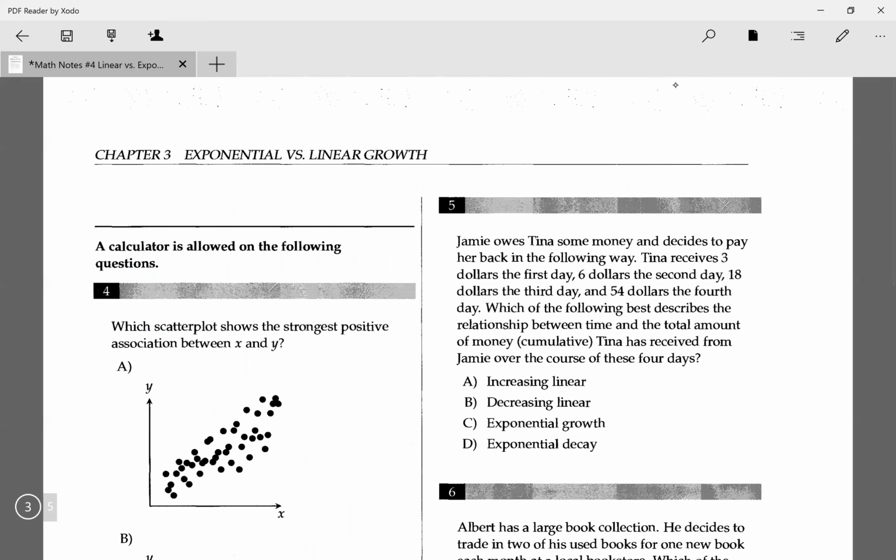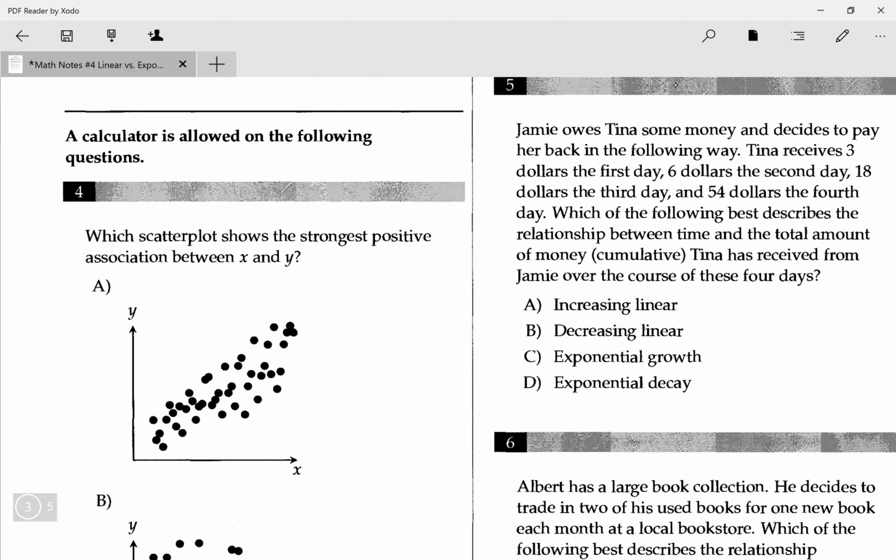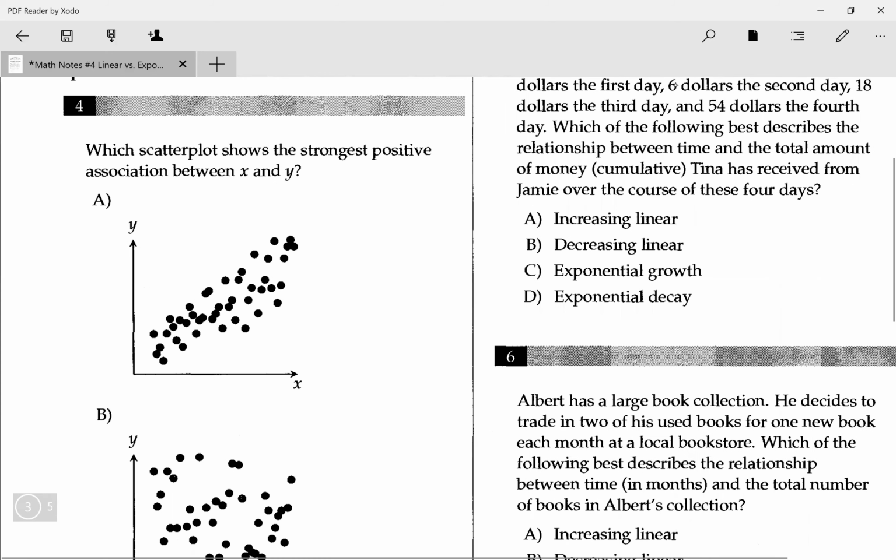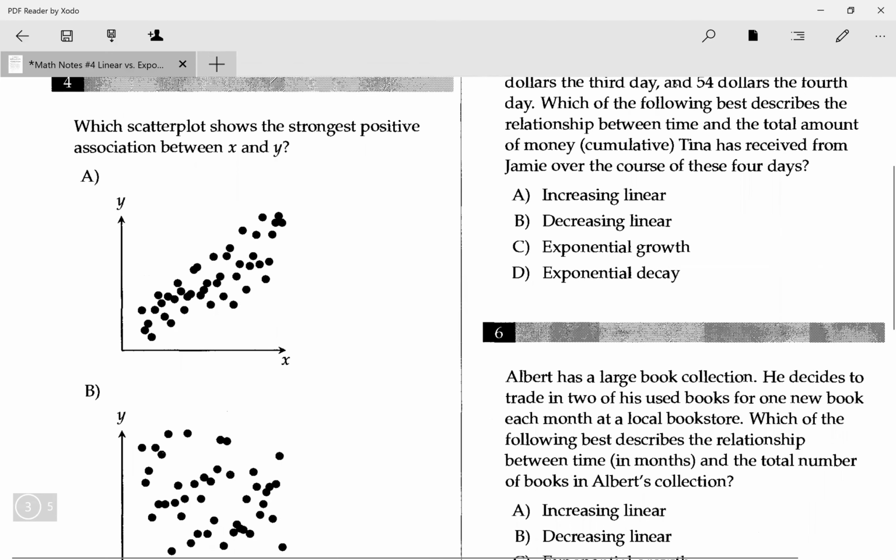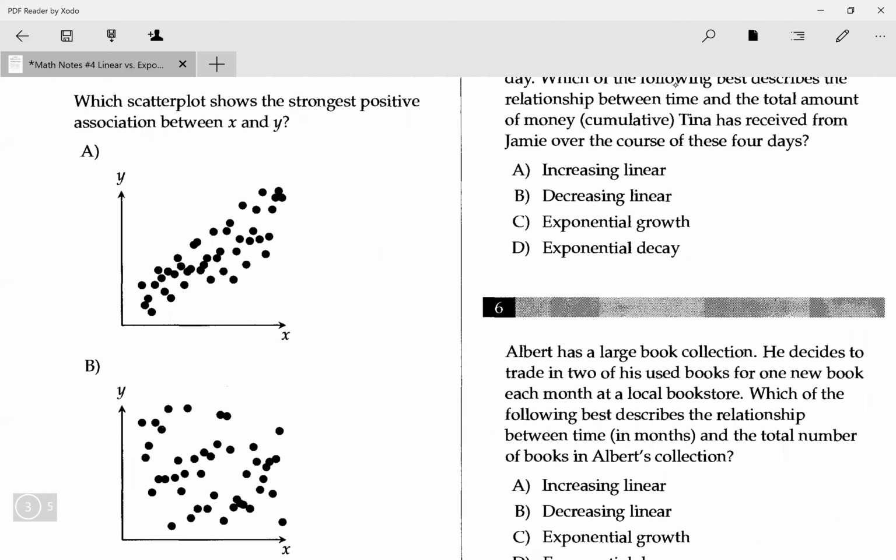This one goes like number 4. This is a similar thing like I said before, where they gave you a graph and they ask you which one is it. So this is the strongest positive association between x and y. What that basically means is it wants the closest one that represents a straight linear graph.